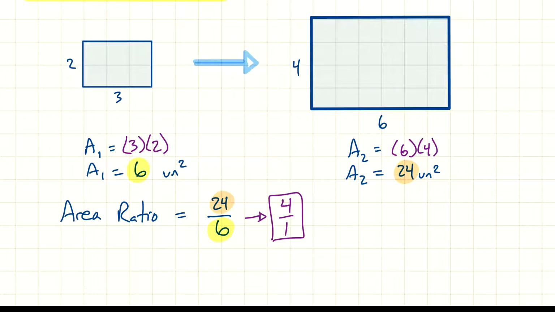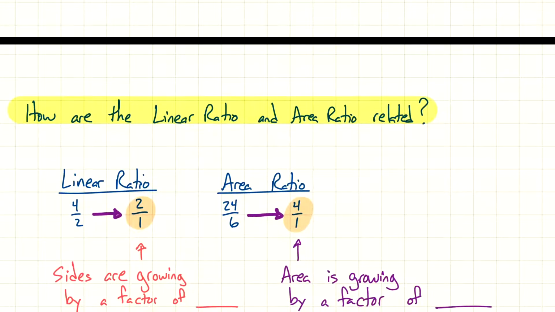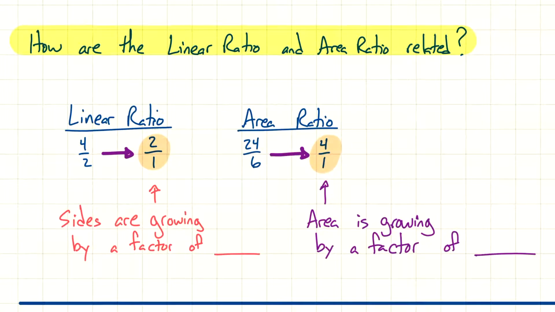All right, so this is our first example, but this is what we have so far. I want to try to summarize a little bit at a time. So how are the linear ratio and area ratio related? We started with the linear ratio of 4 over 2, which simplified and reduced to 2 over 1. And we started with an area ratio of 24 over 6, which reduced to 4 over 1. So we're really looking at the 2 over 1 and the 4 over 1, and I want to see how these two numbers are related.